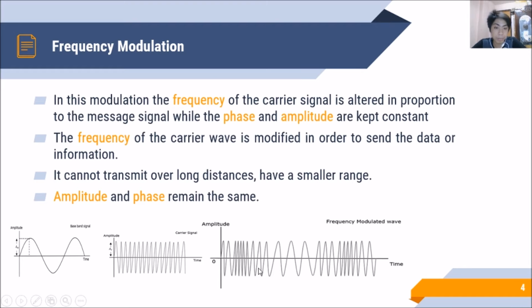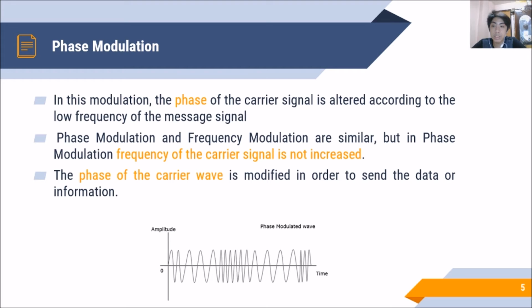are the same. In phase modulation, the phase of the carrier signal is altered according to the low frequency of the message signal. Phase modulation and frequency modulation are quite similar, but in phase modulation, the frequency of the carrier signal is not increased. The phase of the carrier wave is modified in order to send the data or information. The amplitude here is constant, and the frequency is also constant, only the phase of the wave changes.